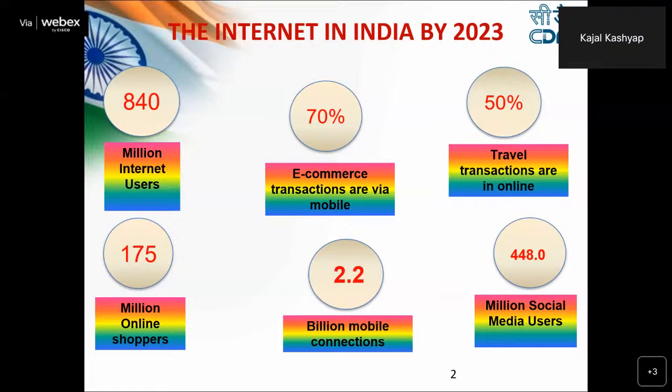And overall we have 2.2 billion mobile connections. In villages also, small kids are using mobile phones and smartphones. And then we have 448 million social media users overall. So this is just to give you an idea of how many people are right now using the internet.